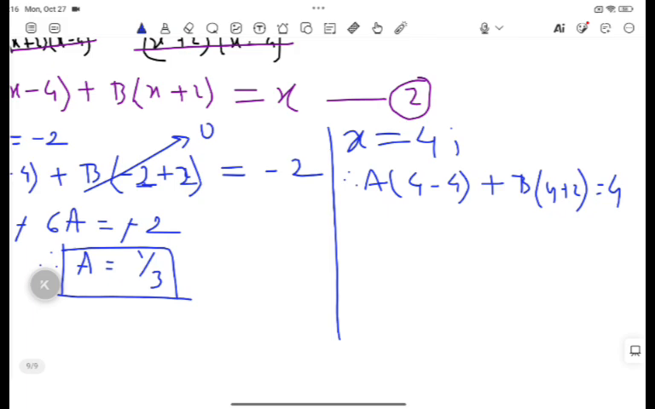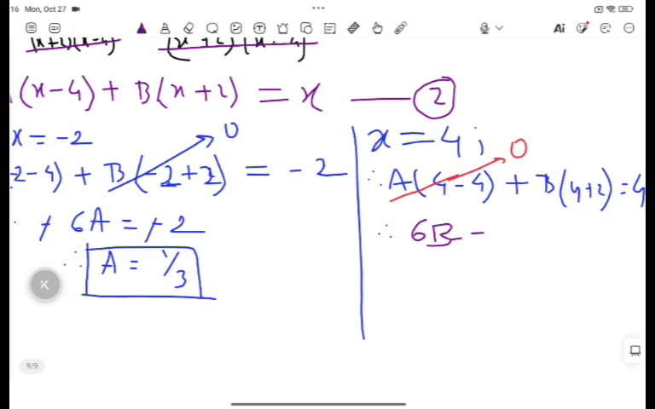Again, this part, that is 0 because 4 minus 4 is 0 and 0 times a is 0. So again a is eliminated from the equation. We can now write 4 plus 2 is 6, so 6b equal to, oh sorry, equal to 4. So b is ultimately 2 upon 3.